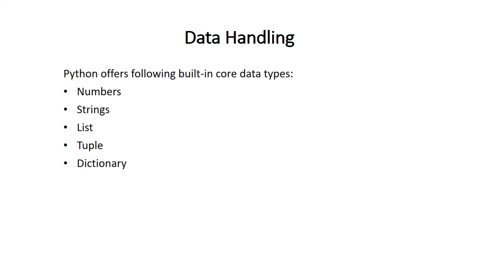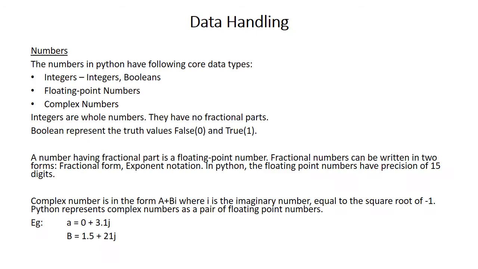Or in other words, we can say that Python offers the following built-in core data types: numbers, strings, list, tuple, and dictionary. Numbers. The numbers in Python have the following core data types. Integers, which consist of integers and booleans; floating point numbers; complex numbers. Integers are whole numbers. They have no fractional parts. Boolean represents the truth values: false, which is equivalent to 0, and true, which is equivalent to 1.